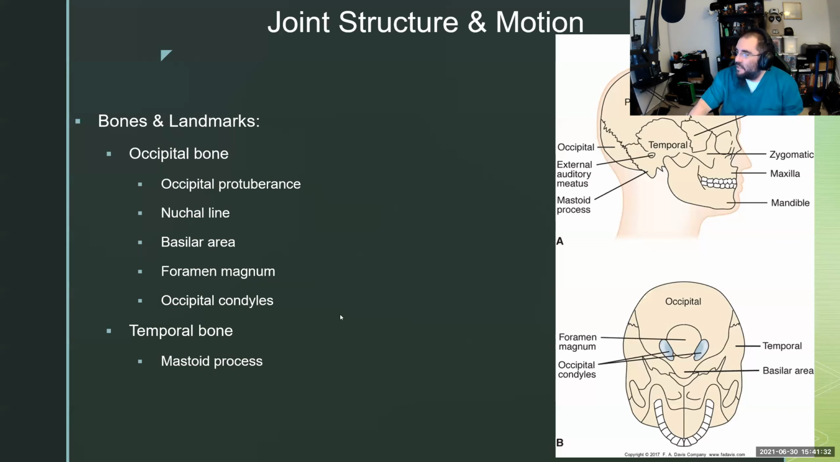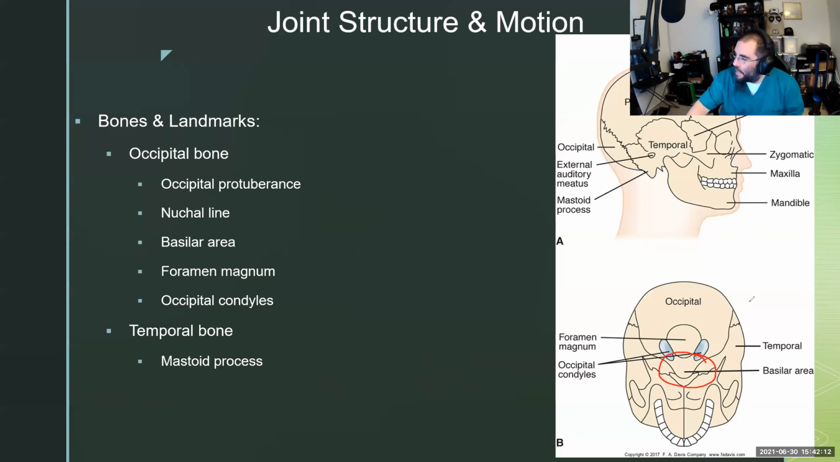The basilar area of the occipital bone is down under the foramen magnum. Why do you think this is called the basilar area of the occipital bone? What do you think? The base? Yeah, it's the base, good, right? And what sits right above it? What structure of the brain do you think? The cerebellum? Right. Cerebellum, and part of the basal ganglia. The basilar area is kind of the base of the brain too.